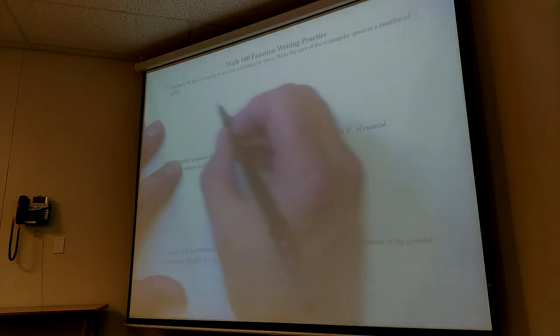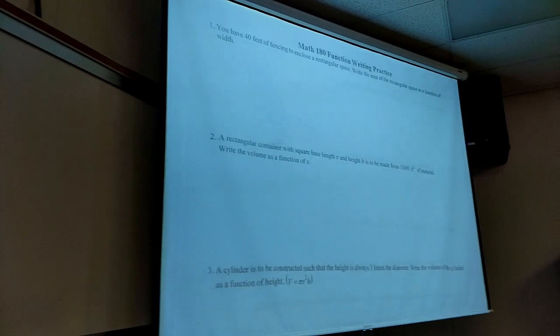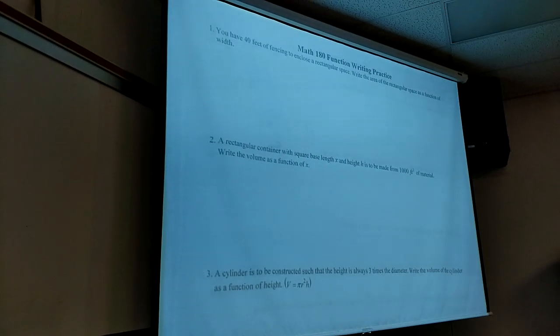You have 40 feet of fencing to enclose a rectangular space. The area of the space as a function of width. So what that means is I want a formula, area equals, and there's only W in it, or whatever letter I want to represent width, right? Let me put this one on the better projector. There you go, buddy. So what does that 40 feet of fencing tell me?